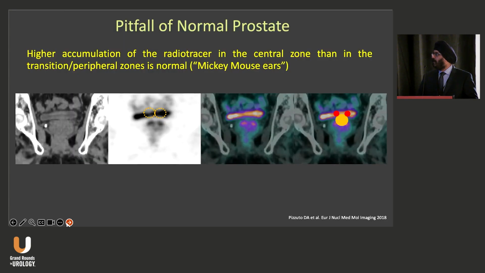Again, if you're reading the normal prostate, we have a pitfall in prostate MRI, like the central zone around the ejaculatory ducts. It can have elevated diffusion signal and low ADC. It is also the same with PSMA: the central gland can have symmetric uptake bilaterally, and it can look like Mickey Mouse ears.